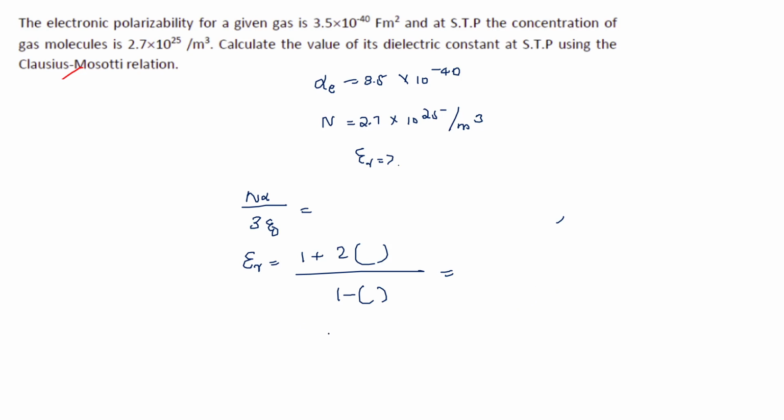So here you will get the answer 0.3559 into 10 to the power minus 3, and substitute that value here. You'll get the epsilon r 1.001. Okay, so this will be the answer for this question. Now let us move to the next question.